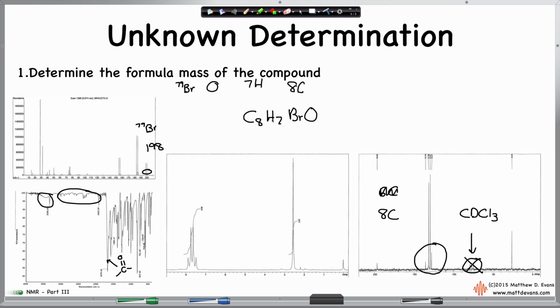All right, so 8 times 12.01, plus 7 for the hydrogens, plus bromine 79, plus 16. That comes to 188, which is perfect. So I'm confident that this is the chemical formula, C8H7BrO, and that is the first step in figuring out the structure. We're going to have to remember this chemical formula, so I'm going to move on to the next slide.